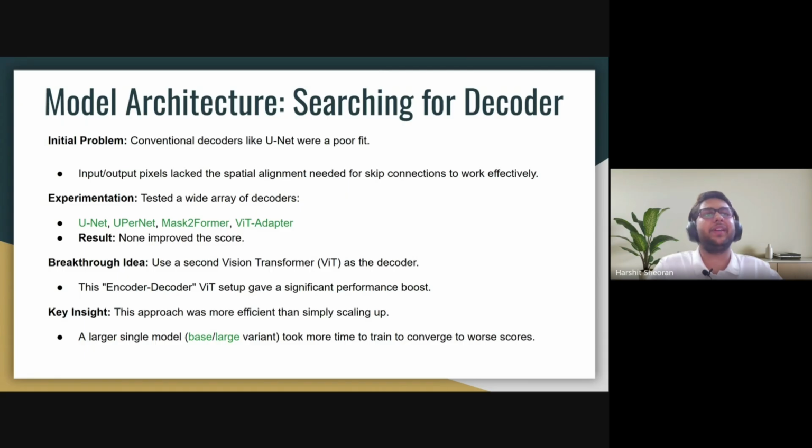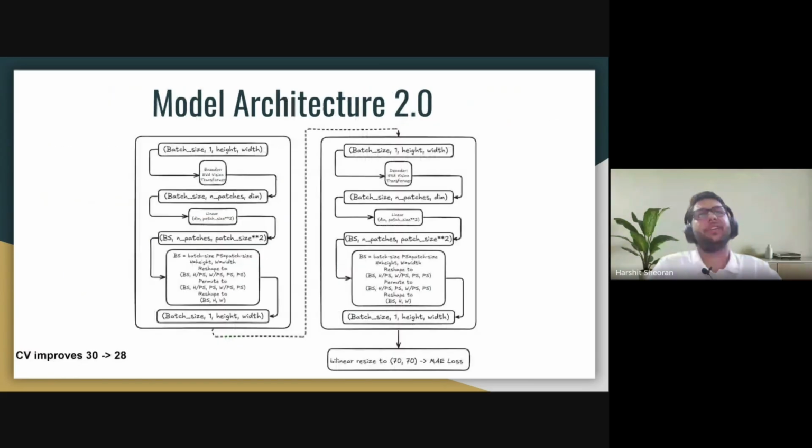The breakthrough idea was that, randomly, and this was not even a huge idea, I tried just adding a second vision transformer after the first one. And this gave me more boost than just simply scaling the model to a base variant or a large variant. This is what the architecture looked like.